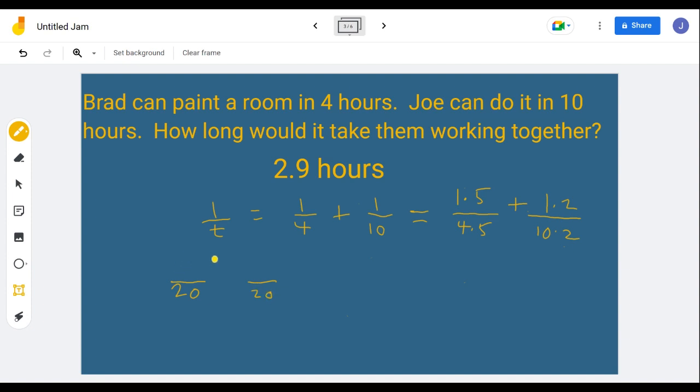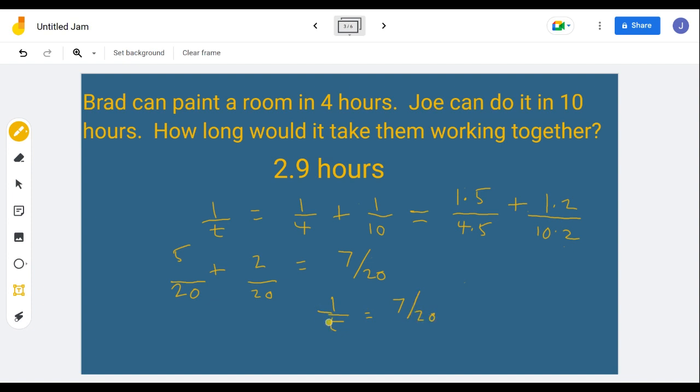On the top, 5 times 1 is 5, and 2 times 1 is 2. I end up with 7 over 20. So 1 over T is equal to 7 over 20.